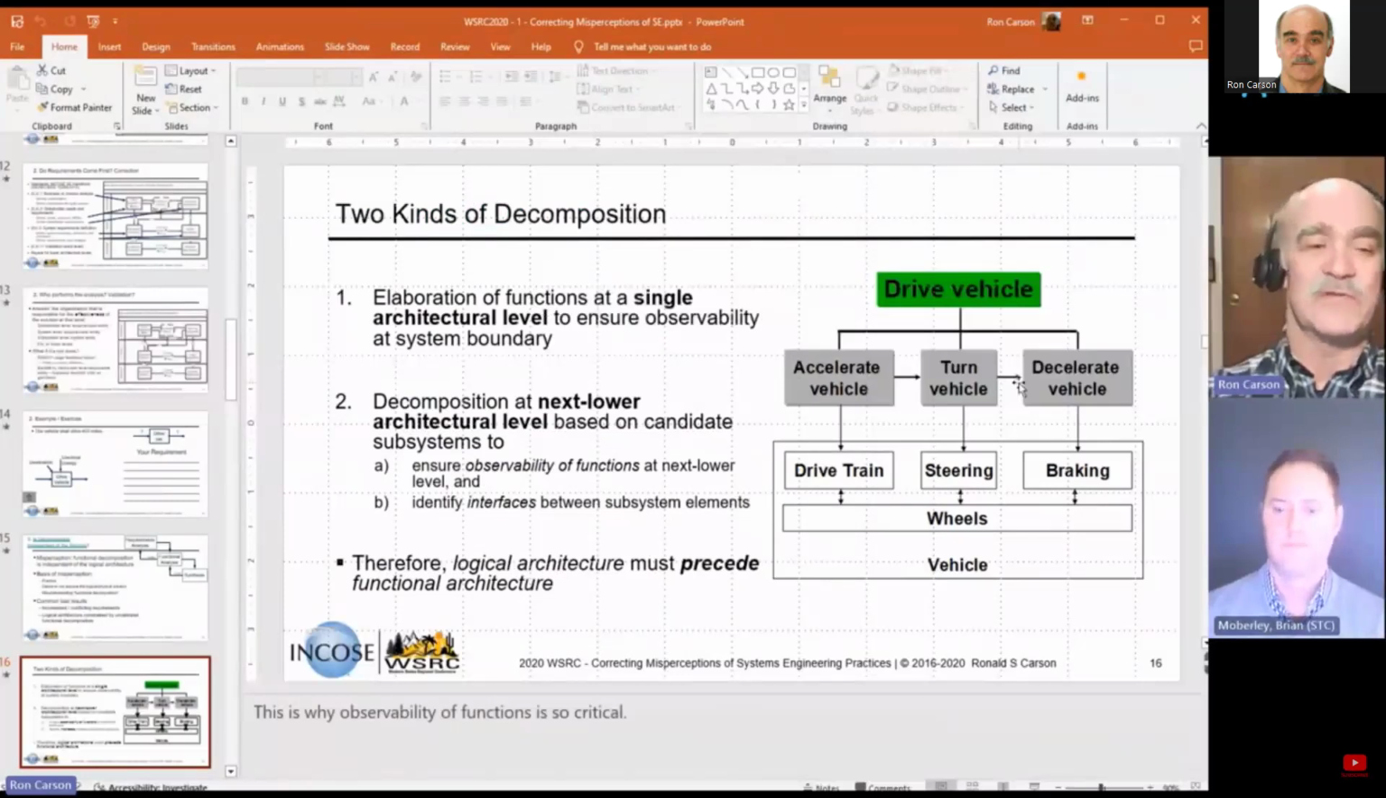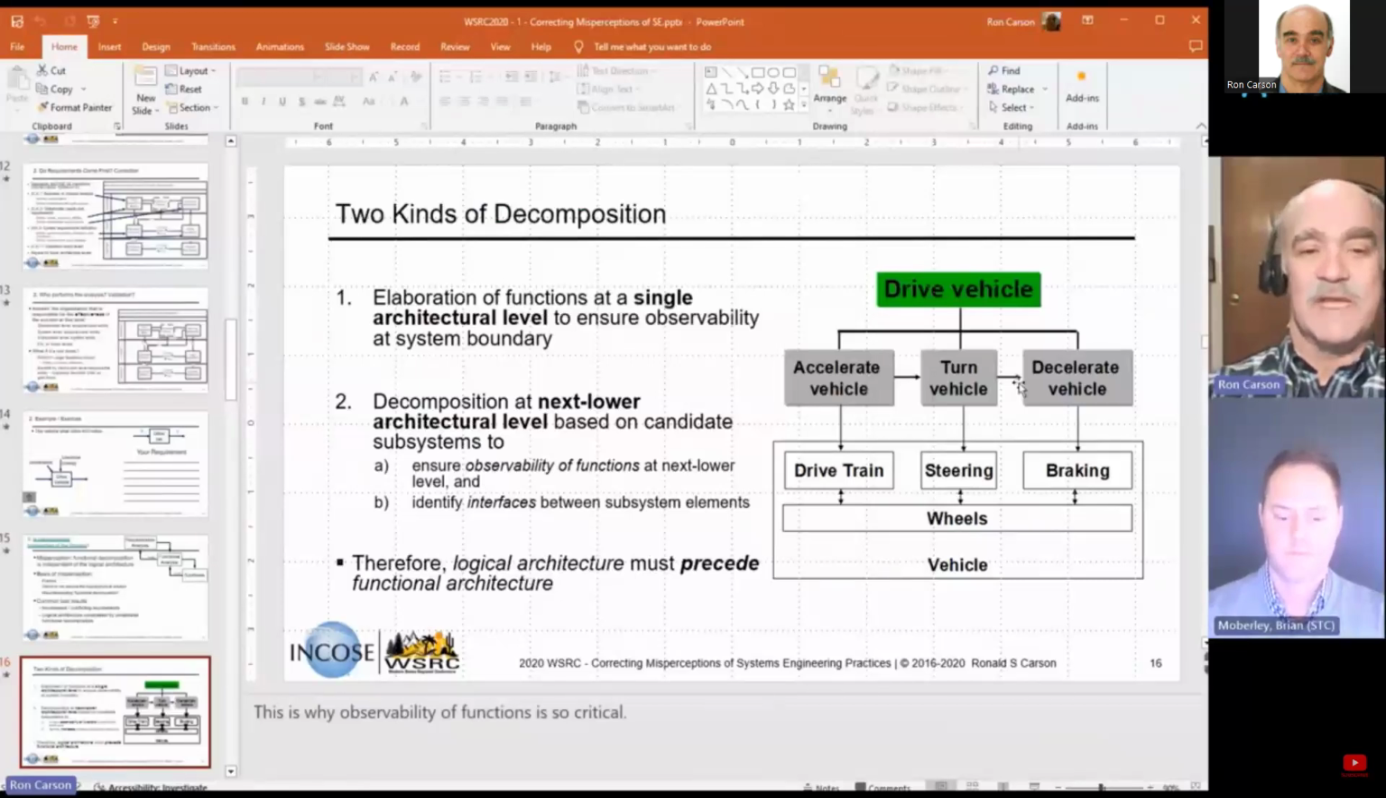If you look at the vehicle from the outside, you can determine that it is either accelerating or turning or decelerating or doing some combination of those. So that's the first type of decomposition. It happens at a single architectural level, and it is necessary to be able to derive functions associated with specific interfaces and ensure that the function is observable at that level. So that's the first type.